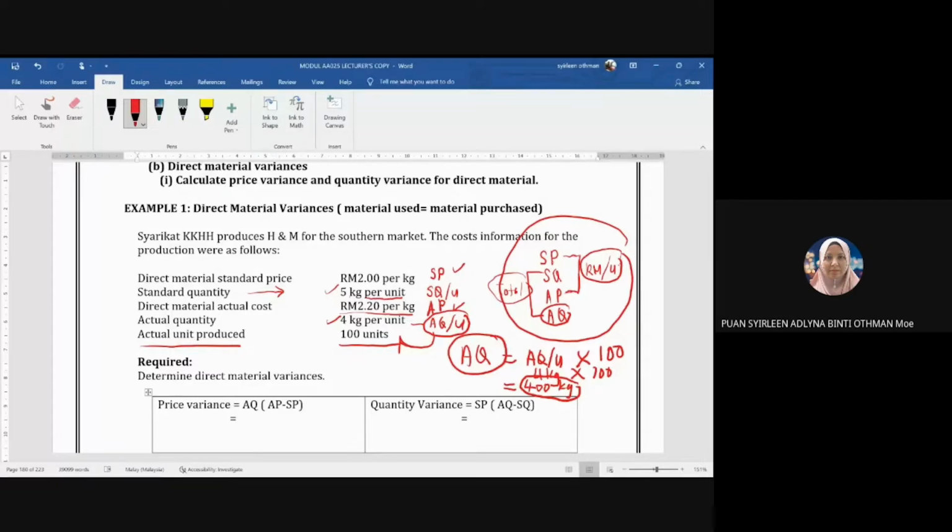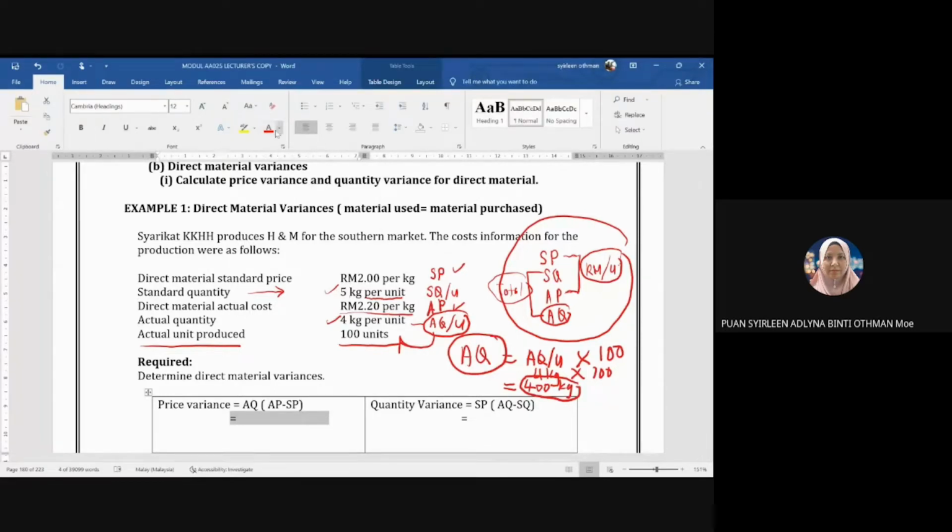Alright, so now nak kira masuk dalam formula. So my AQ will be 400. So mana madam dapat 400 tadi? From here. Okay. AP is actual price. So actual price kita boleh terus ambil dari soalan sebab saya dah bagi tahu kalau SP dengan AP memang kita guna per unit. It's the rate actually. Okay. So AP ialah RM2.20. This one. Actual price minus standard price. Standard price is RM2. Okay, so in bracket here you have RM2.20 minus RM2.